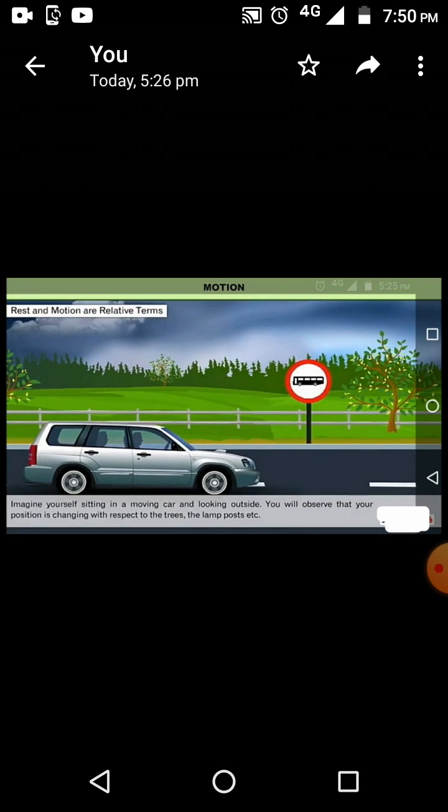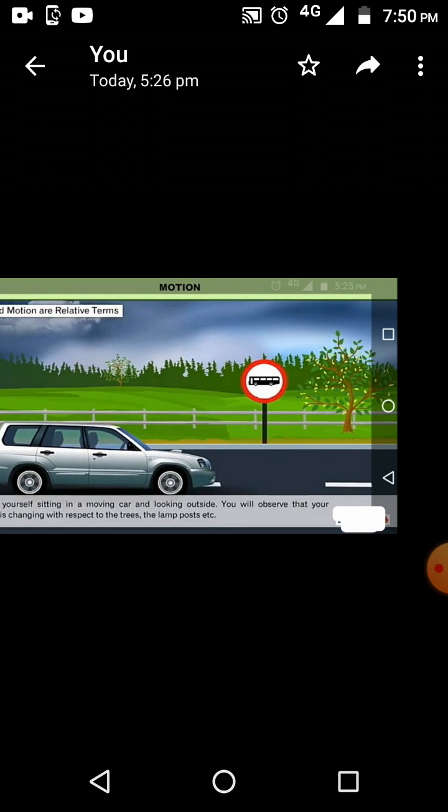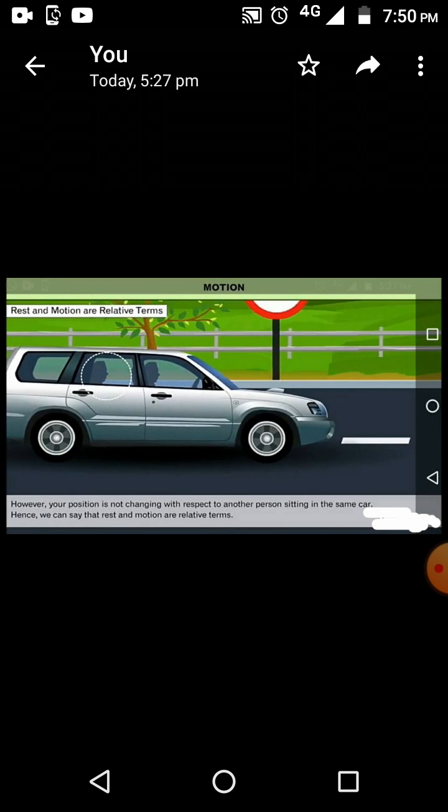Rest and motion are relative terms. Imagine yourself sitting in a moving car and looking outside. You will observe that your position is changing with respect to the trees, the lamp post, etc. However, your position is not changing with respect to another person sitting in the same car. Hence, we can say that rest and motion are relative terms.